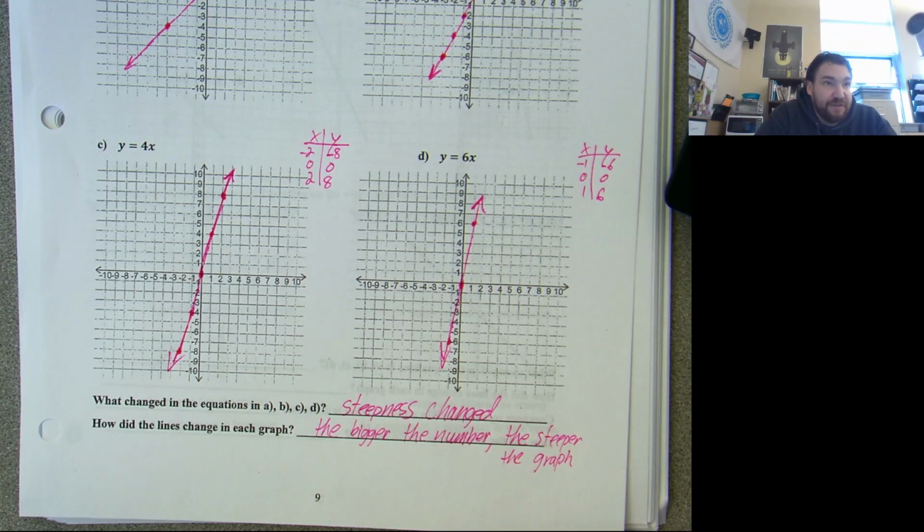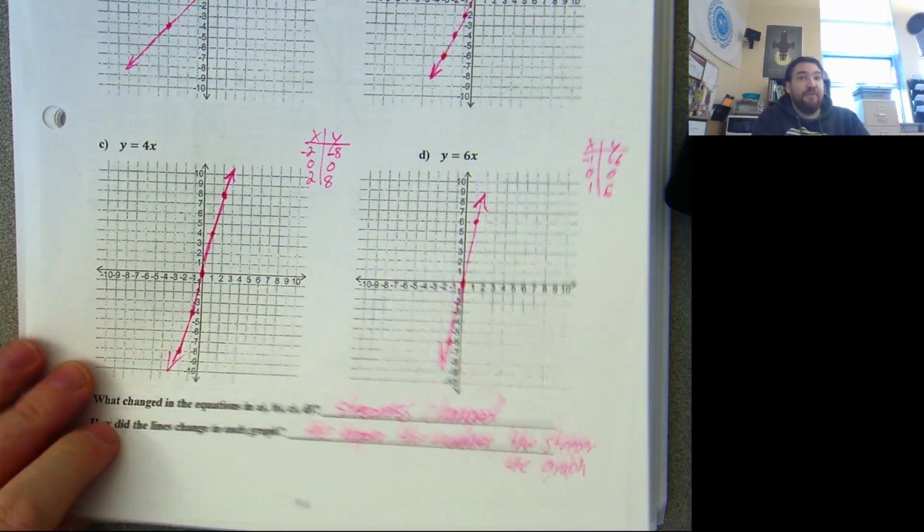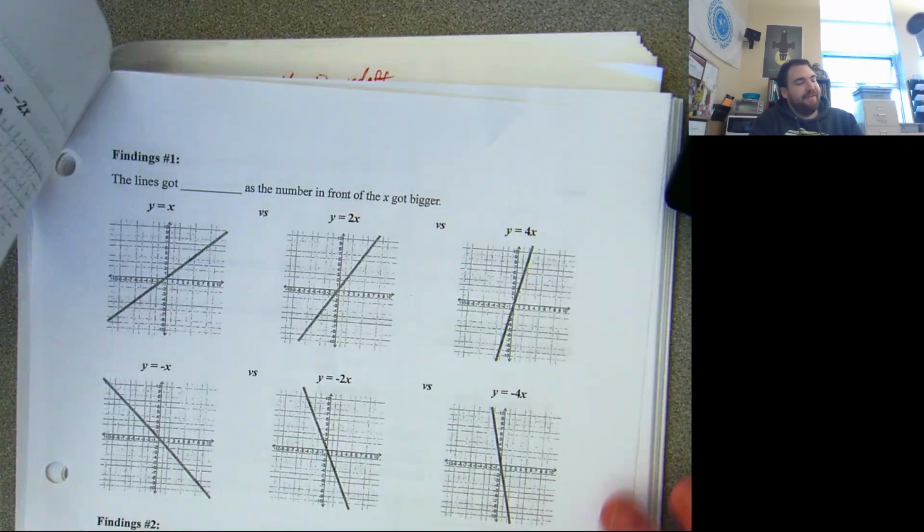So we've got some numbers out front there that have meaning. The number out front of the x gives you a steepness. Interesting. We have a word for that, but I'm not going to tell you the word yet. We're going to flip the page.